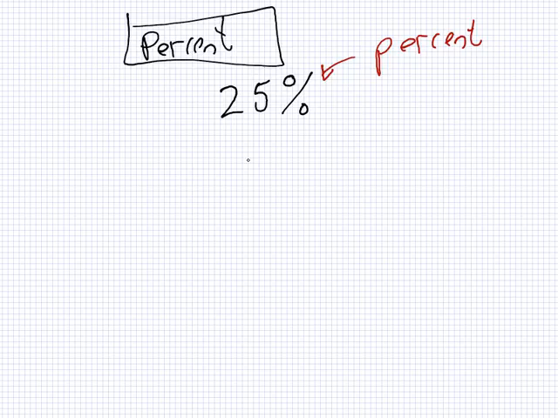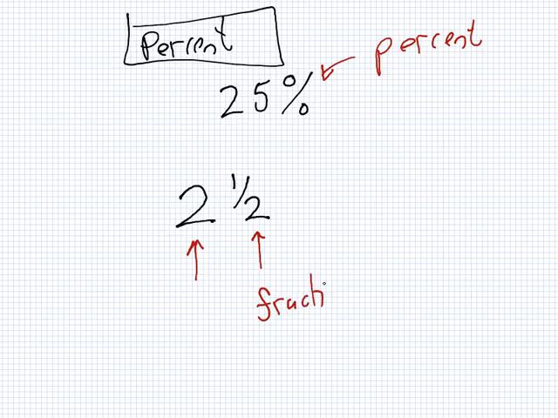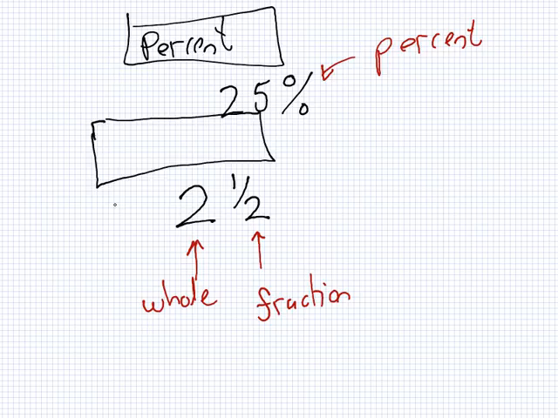A number like this, 2.5, for example. So this has two parts. It has a fraction and a whole number. Together, what is this called? Does anyone know? No? It's called a mixed number. Yep, mixed number. Good.